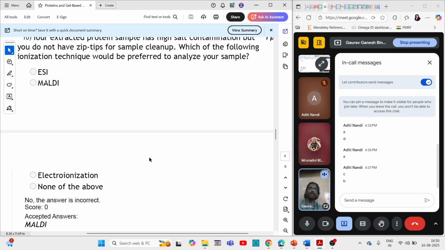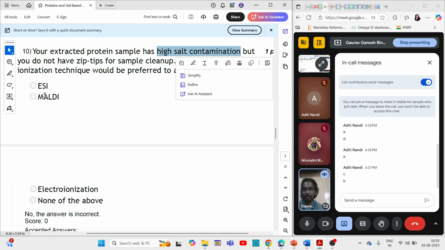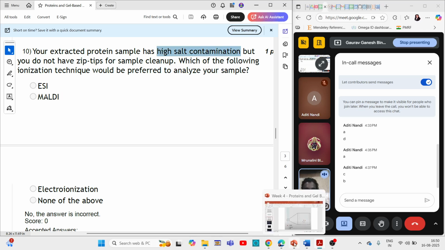No, it is MALDI itself. So MALDI has a potential to tolerate high salt as well. Electrospray ionization cannot be used either. These techniques are sensitive to salt, whereas MALDI is not sensitive to salt and it can tolerate high salt contamination. So the answer is MALDI.